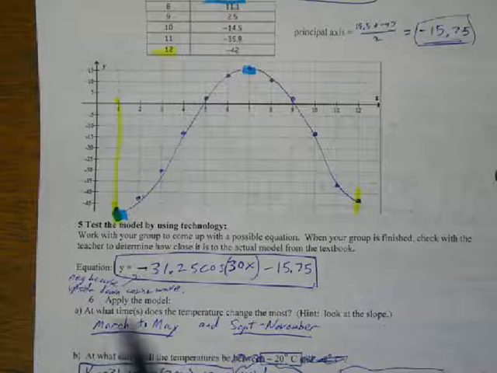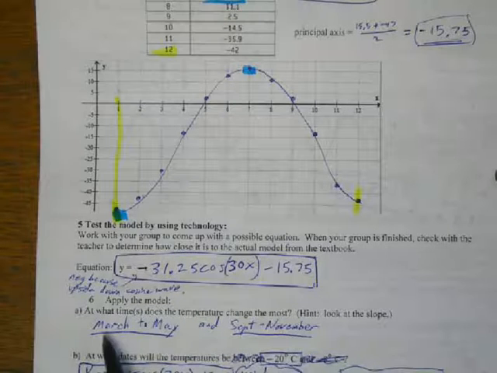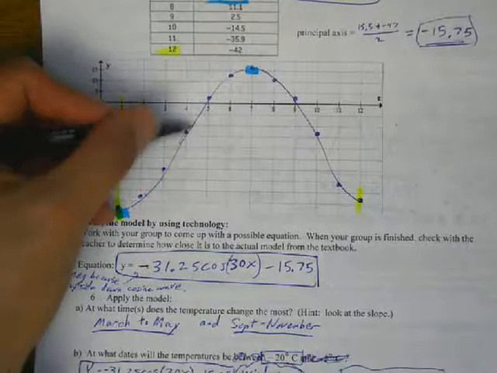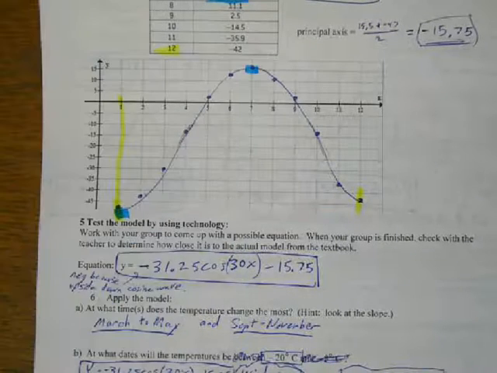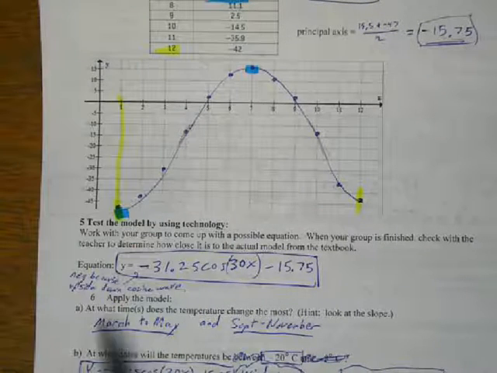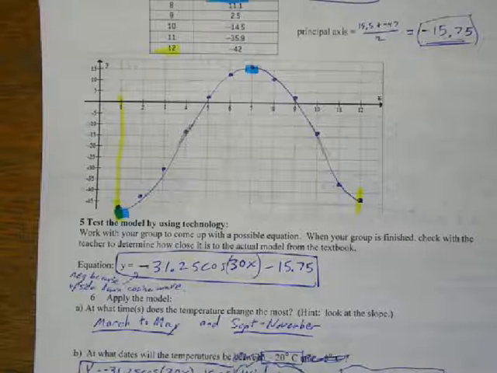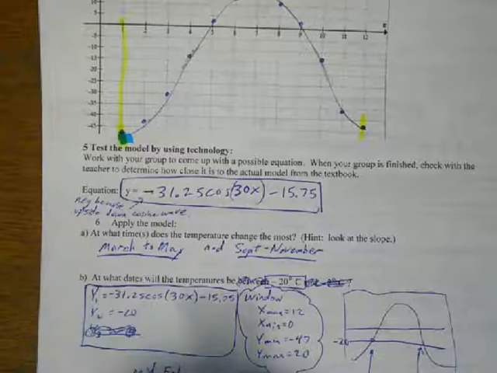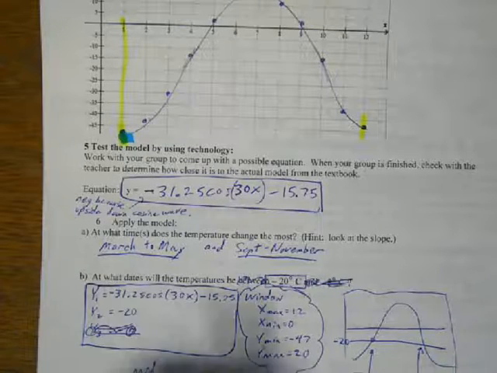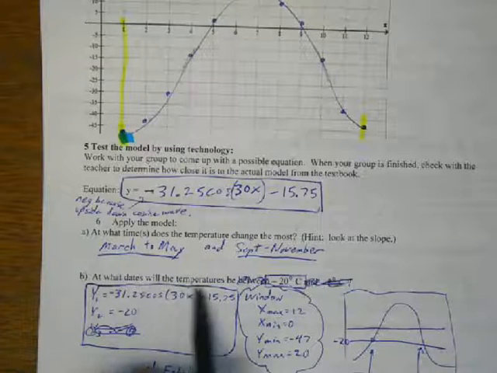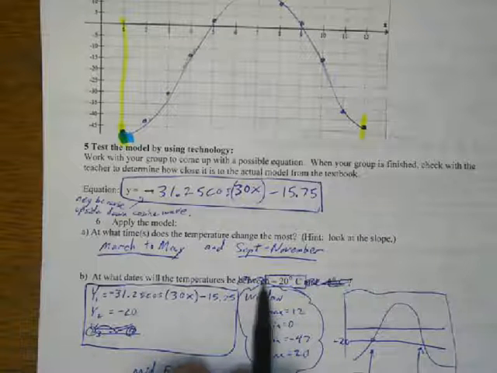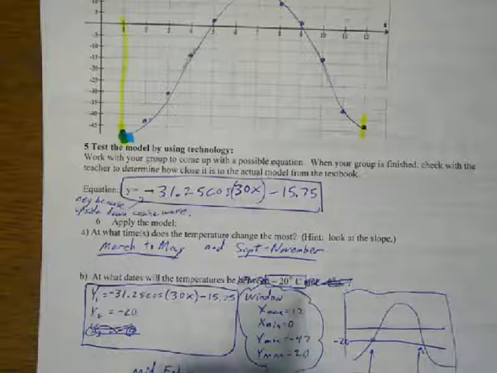So at what time does the temperature change the most? It changes the most here and here when the slope is steepest. So between March to May and between September to November. Okay, and during class I said to change this question: at what date will the temperature be negative 20 degrees Celsius?